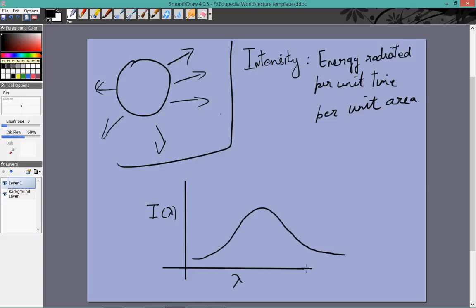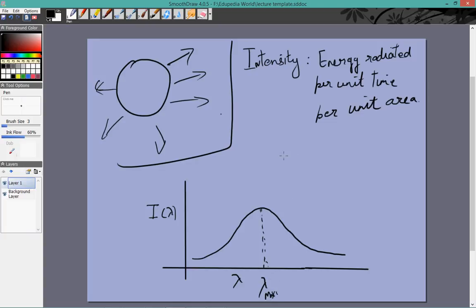So every object radiates a very small energy at extremely small wavelengths, very small energy at extremely large wavelengths, and there is a particular maximum radiation wavelength, a wavelength at which the maximum amount of radiation is given, right? So this is the energy versus lambda curve for any object, and we can measure this particular lambda, which is called maximum intensity lambda, or lambda max.